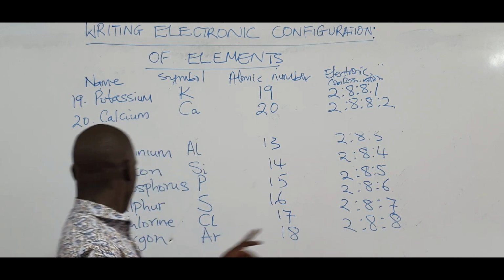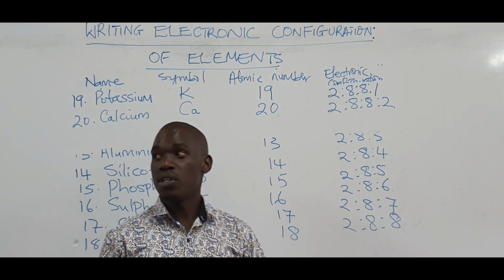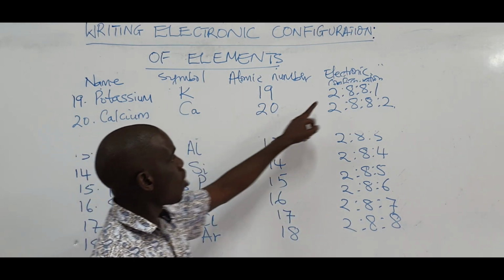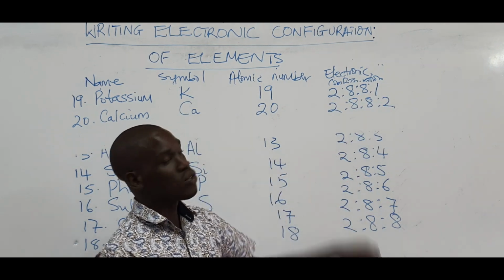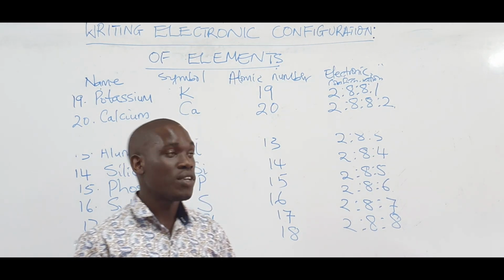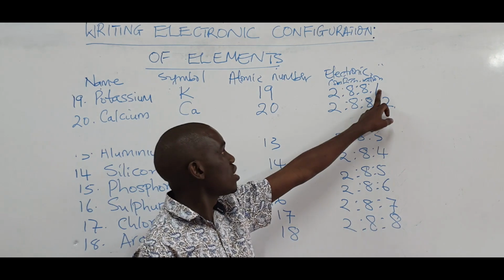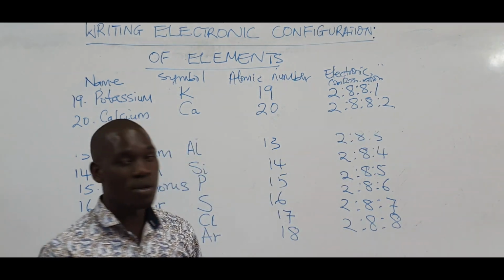This element, argon, belongs to period 3 of the periodic table. Whereas, take for example, potassium, how many shells? 1, 2, 3, 4. So that one belongs to period 4 of the periodic table, but in group 1 of the periodic table, and then this one in group 2 of the periodic table.